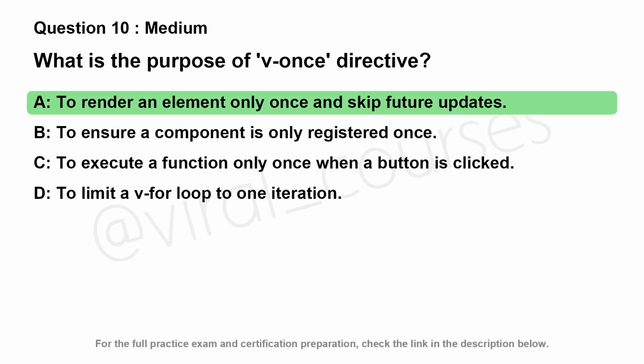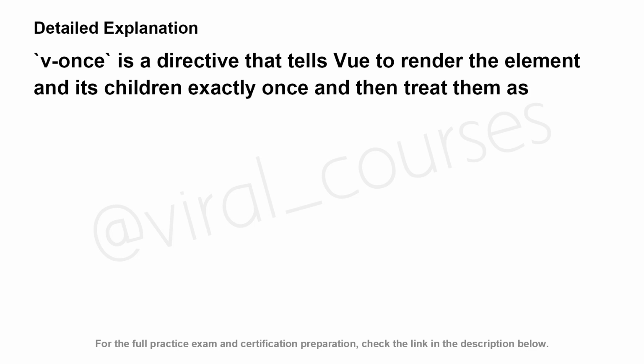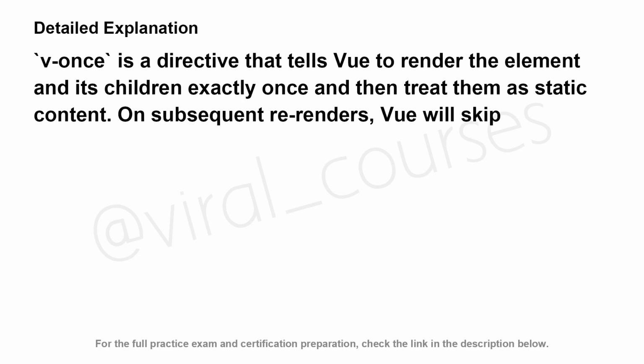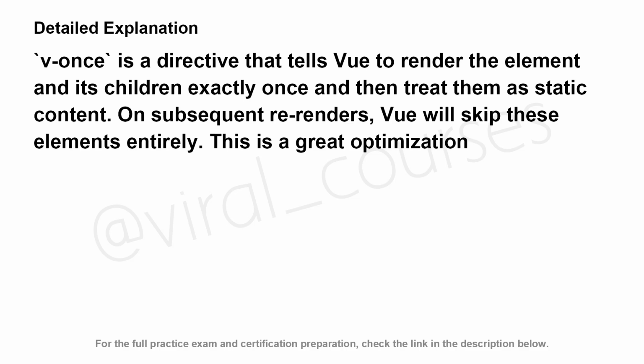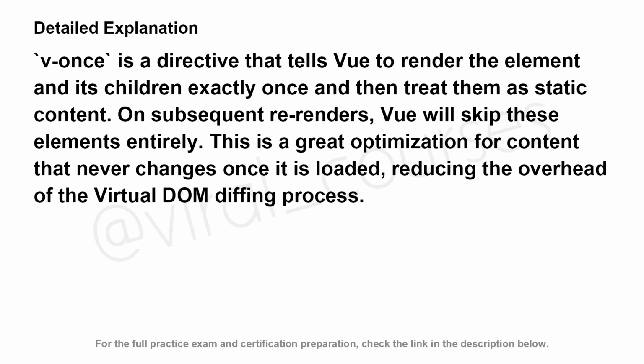The correct answer is A. v-once is a directive that tells Vue to render the element and its children exactly once and then treat them as static content. On subsequent re-renders, Vue will skip these elements entirely. This is a great optimization for content that never changes once it is loaded, reducing the overhead of the virtual DOM diffing process.